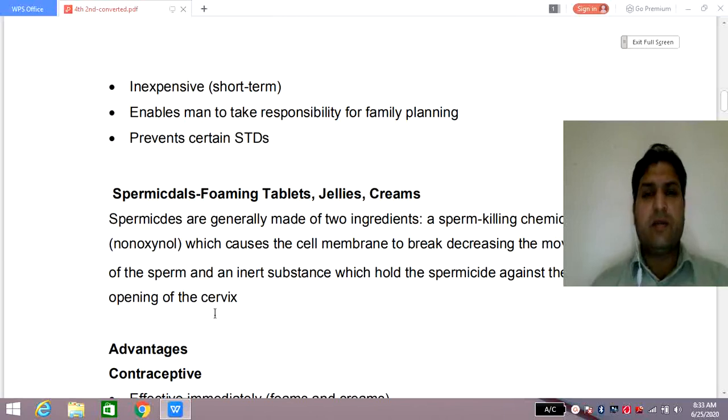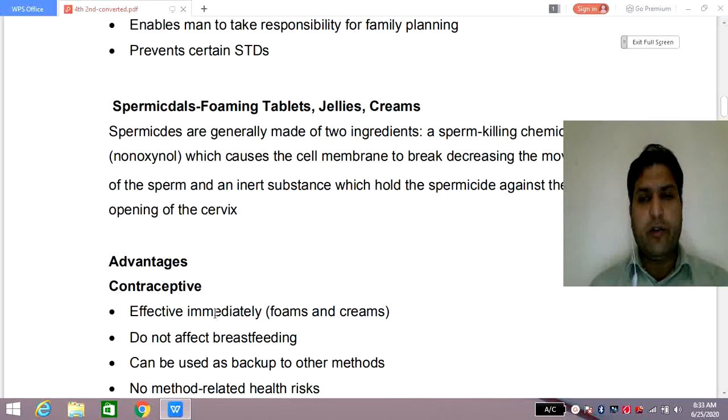So two substances. One is the active substance, which is nonoxynol, and nonoxynol is basically responsible just to kill the sperm and decrease its movement toward the upper part. Then the next thing is the inert substance, and the main objective of the inert substance is just to hold it again with respect to the cervix region.